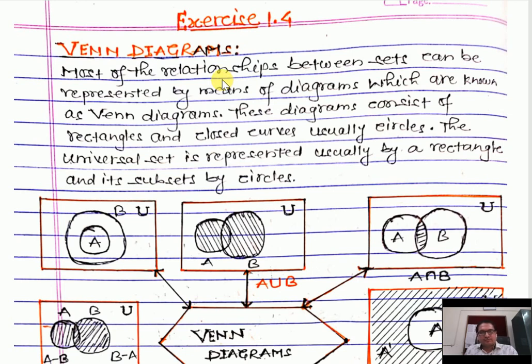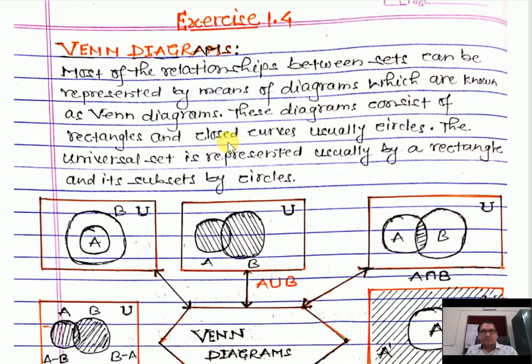See, we learned how to find A union B, we learned how to find A intersection B, we learned how to find complement of A, we learned how to find the difference of two sets. All these things we are now going to learn through Venn diagrams. So first we need to understand what is the Venn diagram. This is the relationship between sets.